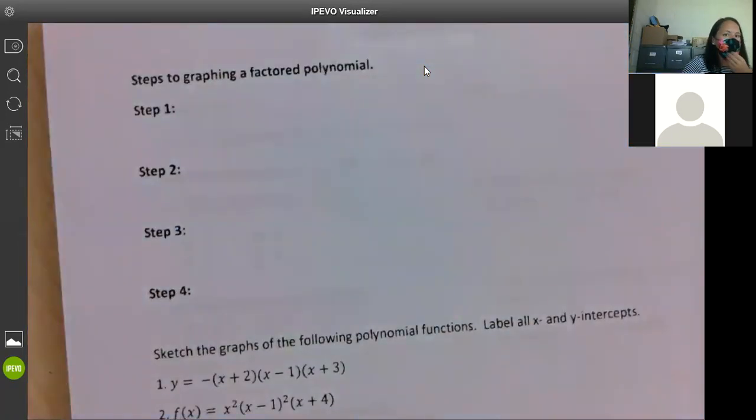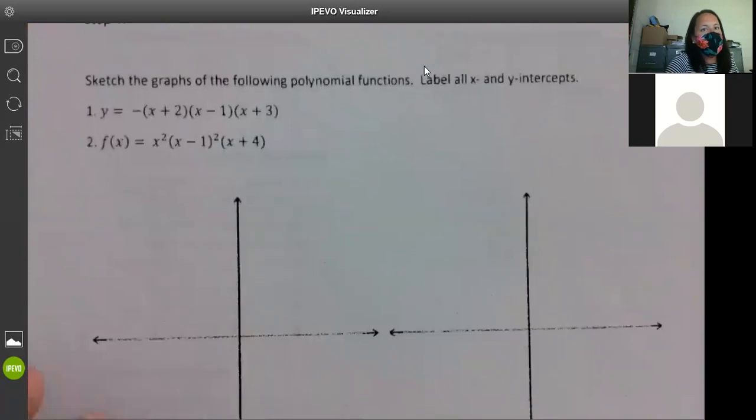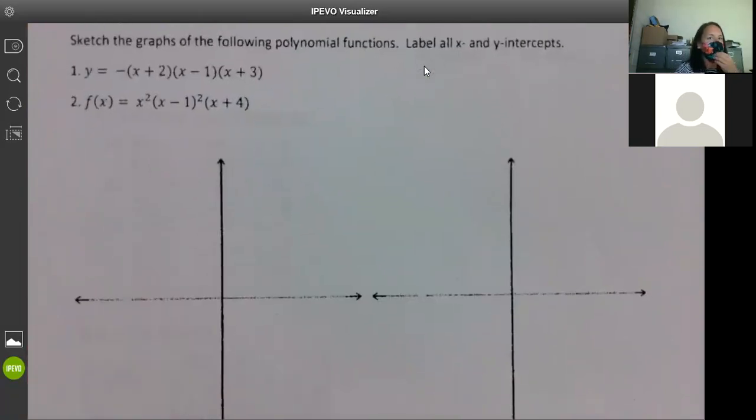All right, I'm going to skip this next page. And I'm going to skip the steps for a minute. I'll tell you what I like to do first, okay? It already tells you to sketch the graphs of the following polynomial functions and label all the x and y intercepts. So that's what I would do first, is the x and y intercepts, okay? That gives you some good points. So let's look at number 1. I'm going to graph it on the first graph, and number 2 will be on this one.